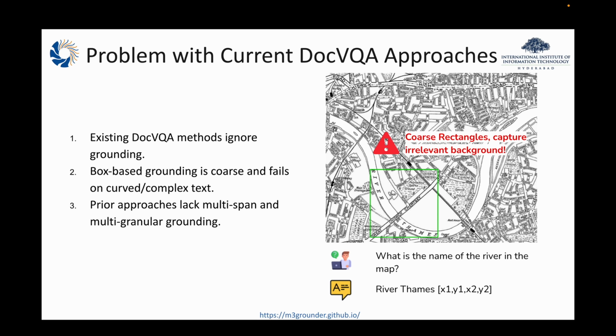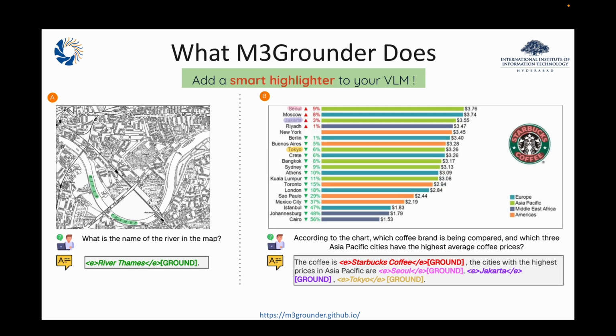The problem with current document VQA approaches is as follows. Existing document VQA methods, for the most part, ignore grounding completely. Those that do grounding also usually resort to box-based grounding, which is coarse and fails on curved/complicated text. Prior approaches also lack multi-span and multi-granular grounding. For instance, if you look at the image here, there's a coarse rectangle that is generated which captures a lot of irrelevant background. So what does M3Grounder do?